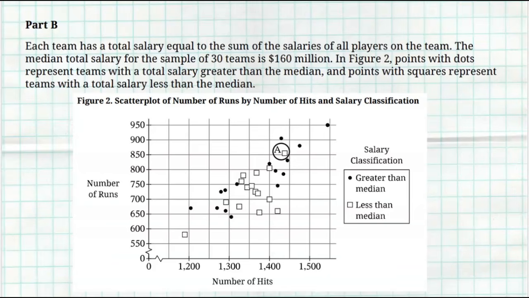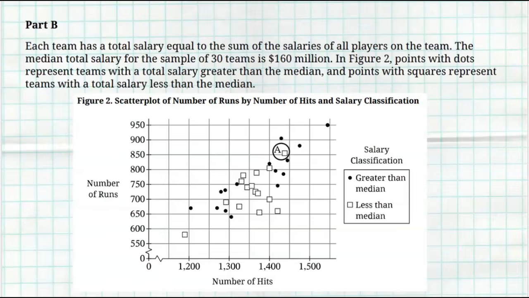Each team has a total salary equal to the sum of the salaries for all players on the team. The median total salary for the sample of 30 teams is 160 million. In figure 2, points with dots represent teams with a total salary greater than the median, and points with squares represent teams with the total salary less than the median. Now they did circle one particular point for us, and they marked it with a circle and the letter A. So basically the teams with the black dots are teams that make over the median, teams that spend more money, and teams that are in the squares are teams that make less than the median salary, teams that spend less money.